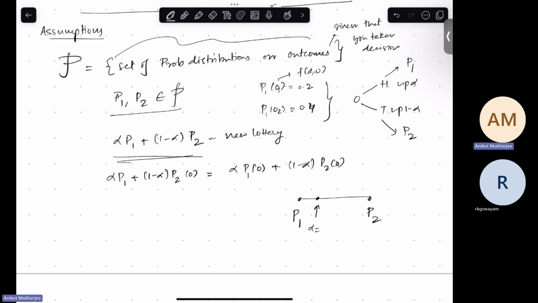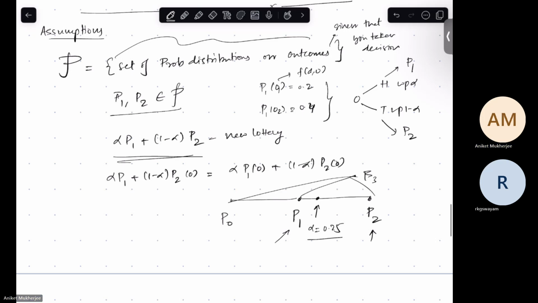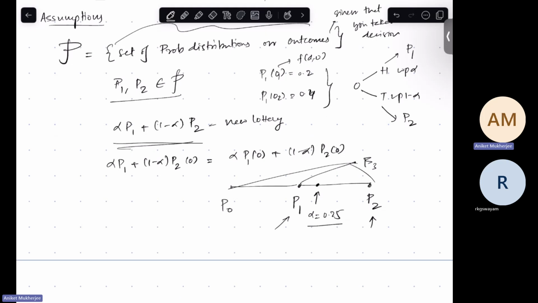Suppose this alpha is equal to 0.25. How do I get this decision? I pick P1 with probability 1 minus 0.25 and P2 with probability 0.25. Then I get a new decision, which is not deterministic, which is random in choice. Basically, I get a continuum of all the decisions. Suppose I have P0 here, then with this I can join a line. Suppose I have P3 here, I can join lines with all of these and get a continuum of all the decisions. So basically, you're doing a convex combination of all the decisions.